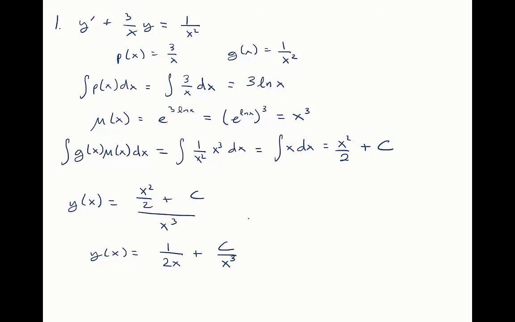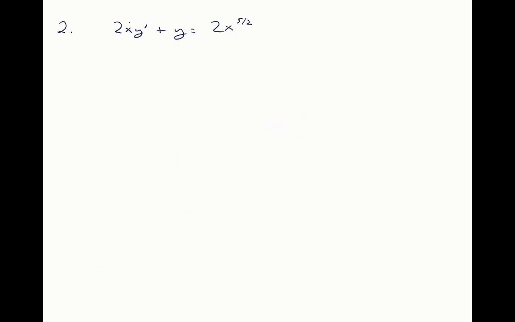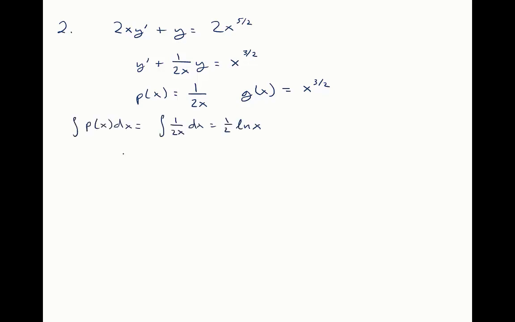Let's do the last one. Okay, so we need the coefficient for the y prime to be 1, so we're going to divide the whole thing by 2x. So p of x is not 1, it's 1 over 2x. And g of x is not 2x to the 5 halves, g of x is x to the 3 halves. Alright, let's integrate p of x, which means our integrating factor is x to the 1/2 power, or the square root of x. Now we need to do our integral of g of x times mu of x.